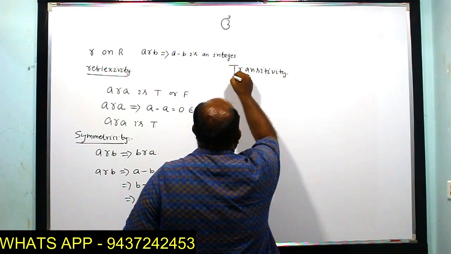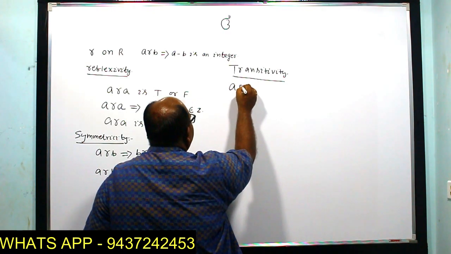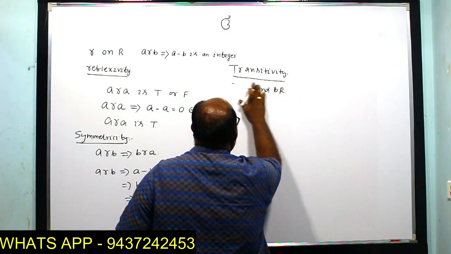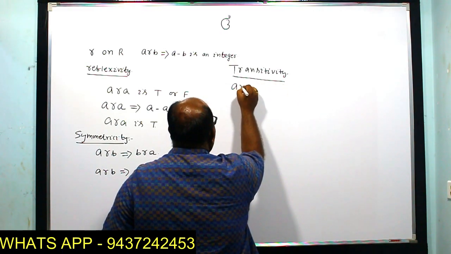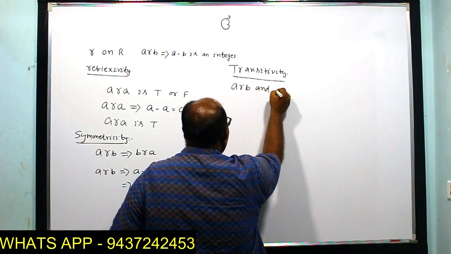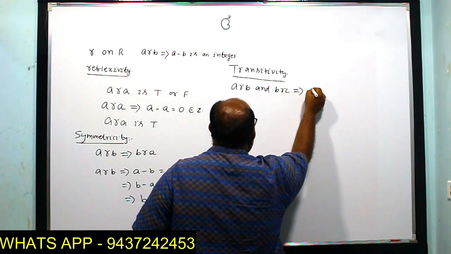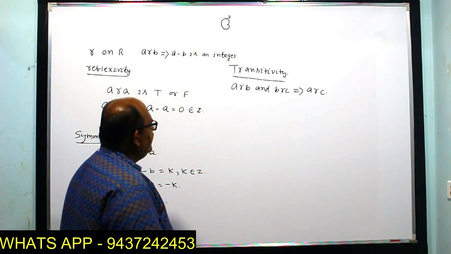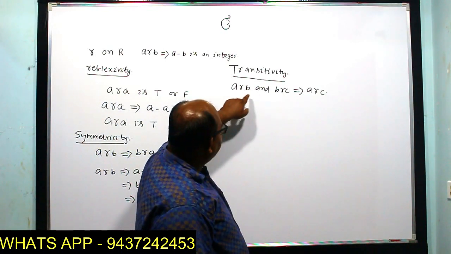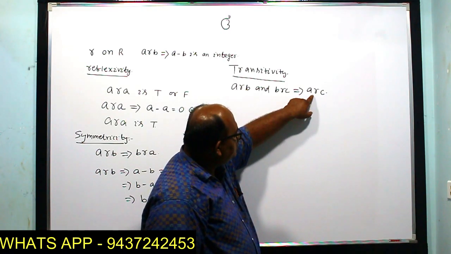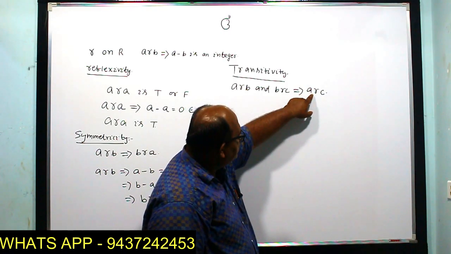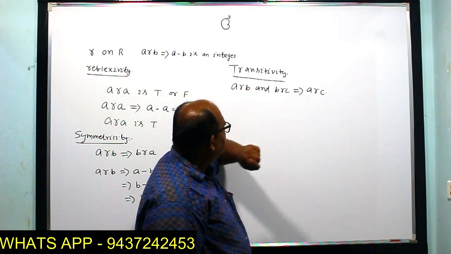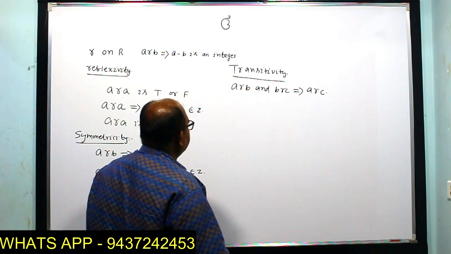Now let us test for transitivity. So when will it be transitive? If A related to B and B related to C implies A related to C, then it is transitive. Means these two are given, and with the help of this we try to get this. If we get A related to C, then it is transitive. If we don't get A related to C, then it is not transitive.